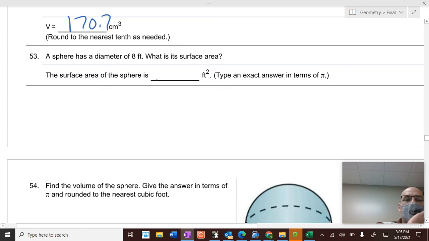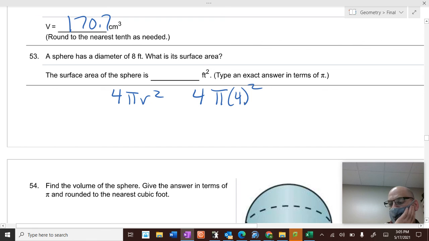A sphere has a diameter of 8. What's the surface area? Surface area of a sphere is 4 pi r squared. So it's 4 times pi times 4 squared. 4 times 4 is 16 times 4 is 64. So 64 pi. Oh, yeah, 64 pi.